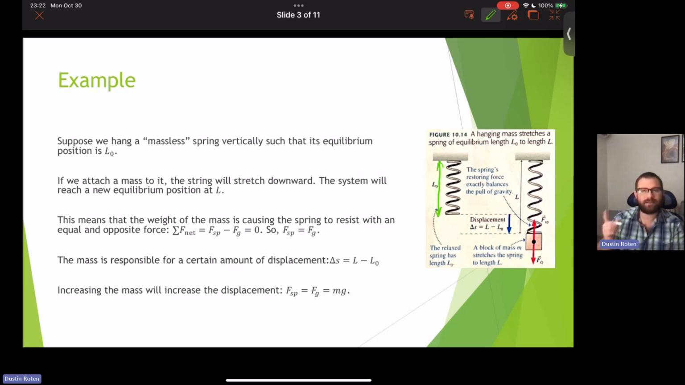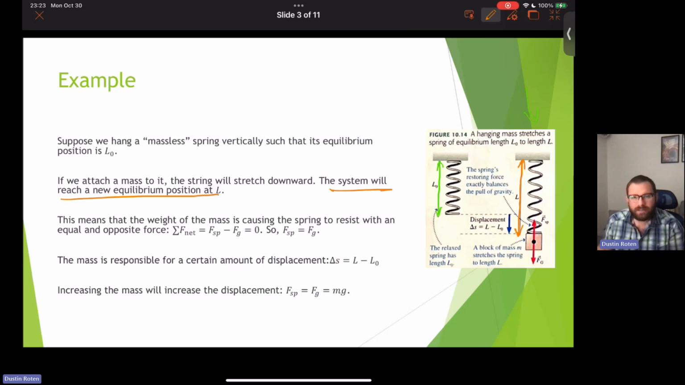Now, if we attach a mass to it, like shown in this next image, that's going to stretch the spring, and it's going to bounce a little bit, but if we leave it alone for a while, it's going to reach a new equilibrium position where it's not accelerating anymore, it's just sitting, happy. So the spring will stretch downward, and the system will reach a new equilibrium position at L. I can label that here, in orange, this new stretched length.